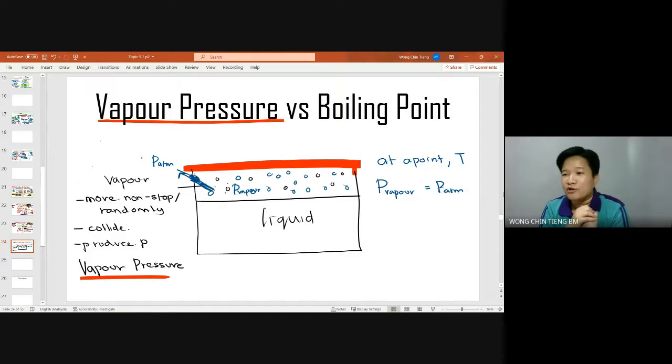So boiling point is not only what you learned, 100 degrees Celsius or whatsoever. Try to be smarter. Your boiling point is when your vapor pressure equals your atmospheric pressure. Not more than, just equal. Alright? When your vapor pressure equals the atmospheric pressure, that particular temperature. Okay?